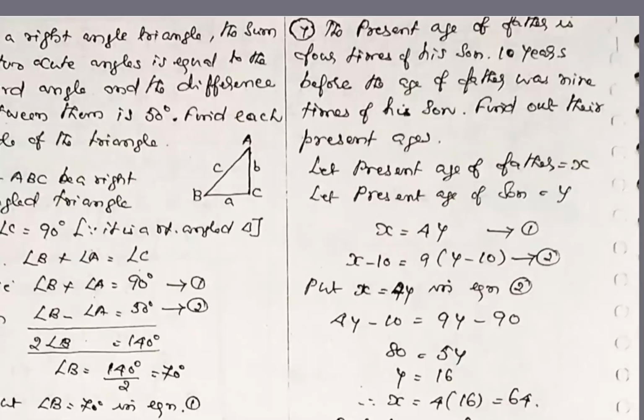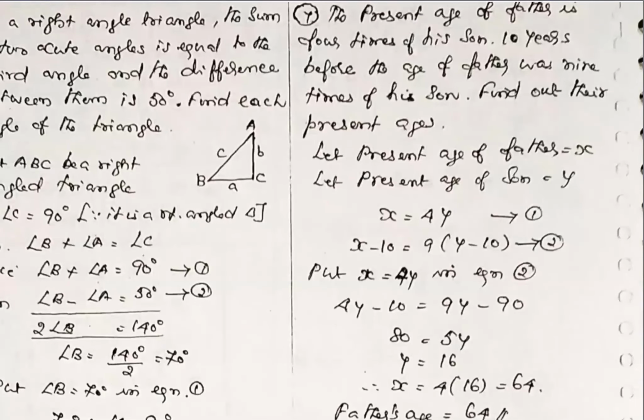Problem number 7. The present age of the father is 4 times his son's. 10 years before, the age of the father was 9 times his son's. Find out their present ages. So present age means current age. Father's age, suppose X, son's age Y. So two equations or two conditions are required. Two conditions are given. Try to form the equations.